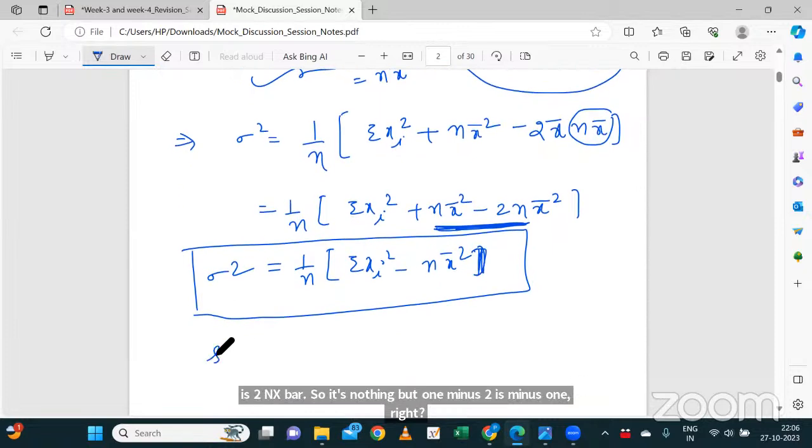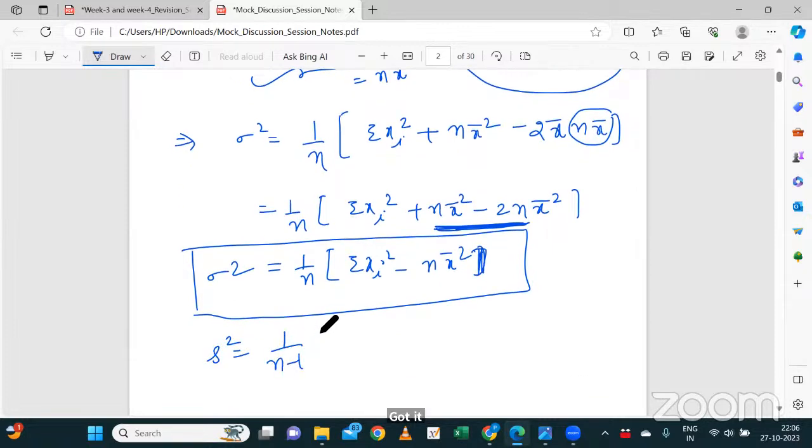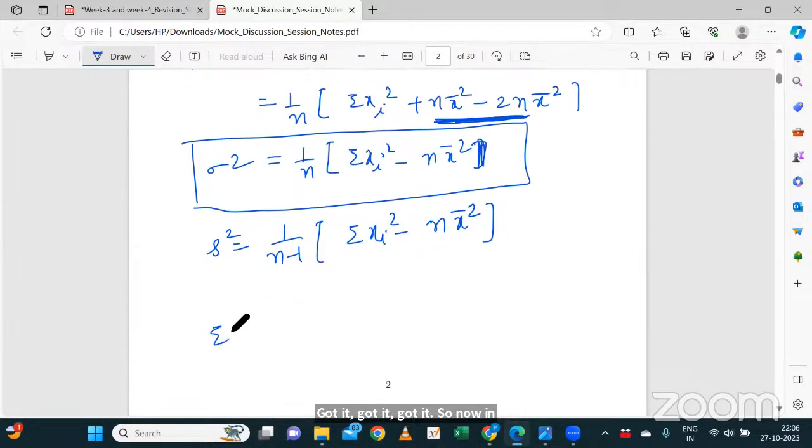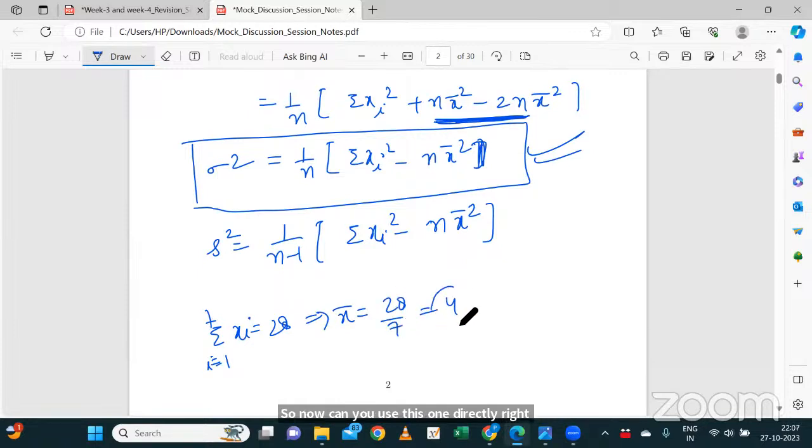So if you are given a sample, then you can simply do this one, right? Since it is a population, that's why we did 1 by n. Correct. So now in your question, what is given? You have given summation of xi as 28 for 7 observation. So now you can use this directly, right? x bar will be 28 by 7.